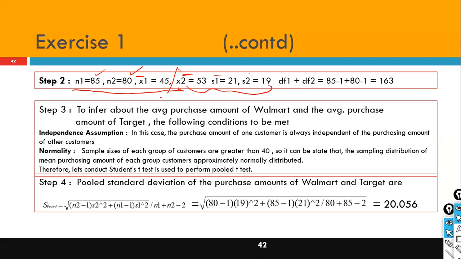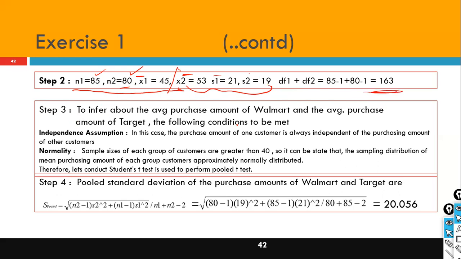And here, in this case, the degrees of freedom is slightly different. Total sample minus 1 is the degrees of freedom, that's what we discussed. But here we have to find out 2 degrees of freedom, and then we need to add them together. So what is the sample size here? 85 minus 1 degrees of freedom. In this case, the sample size is 80 minus 1. Add these two things, you will get 163. This is your degrees of freedom.